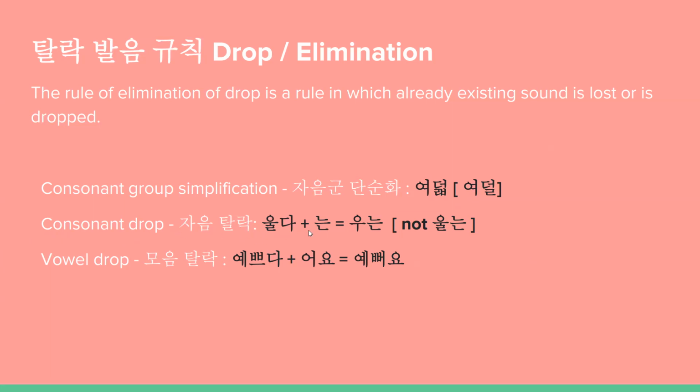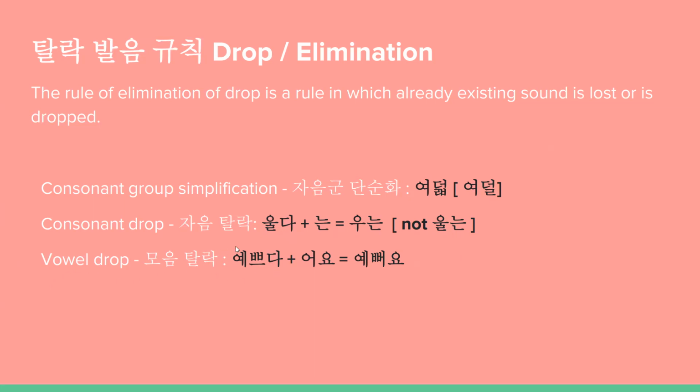Consonant drop means 자음 탈락. So 울다, and you want to say crying, we need to add the particle 는, right? We don't say 울는, but we say 우는. That's ㄹ is dropped, right? Not 울는. It's correct to say 우는. And the last one is vowel drop, 모음 탈락.